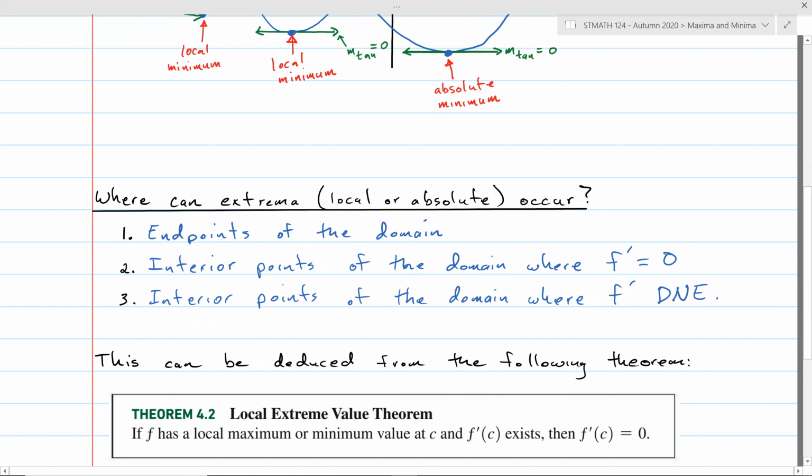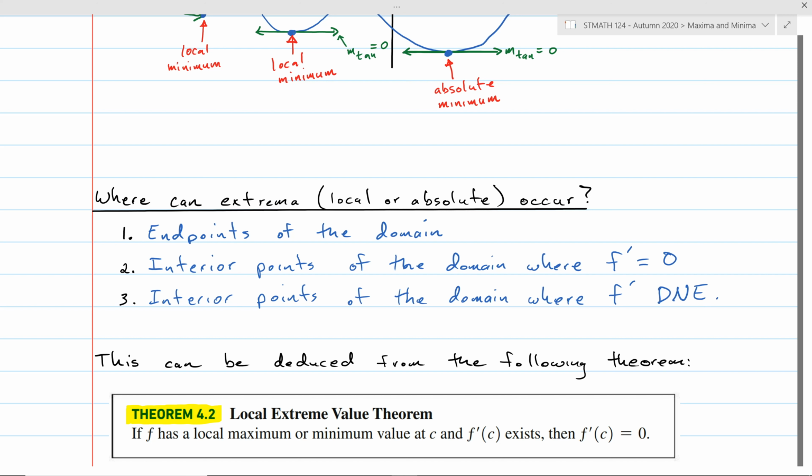It turns out, in fact, though, there's a theorem that guarantees exactly what I said. So theorem 4.2 here at the very bottom of the screen says if you've got a local maximum or a minimum at a point, and you know the derivative exists there, then the derivative must be equal to 0 there. This is an if-then statement. It says if there's a local maximum and the derivative exists there, then the derivative has to be 0. But it could be a local maximum or minimum where the derivative doesn't exist.